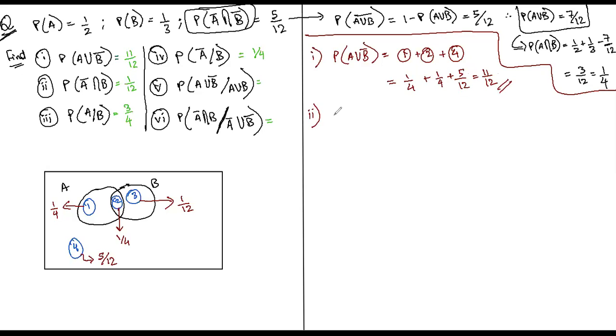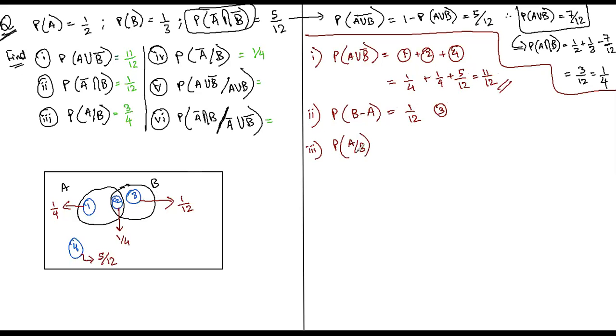Second one: probability of B minus A. If you write B minus A, it's very clear. B but not A, so that is only region 3. So directly it is 1 by 12. Third question: probability that it is A given B.